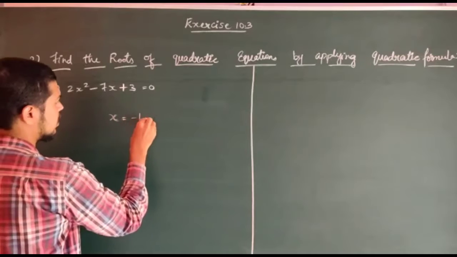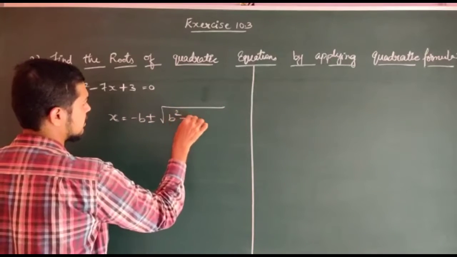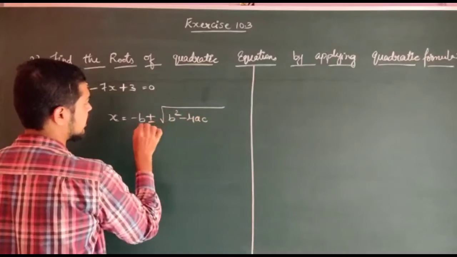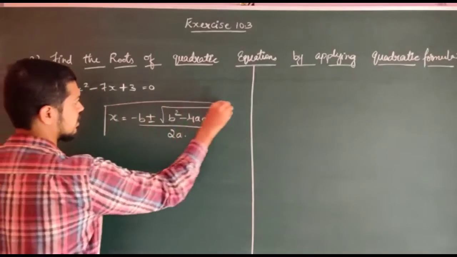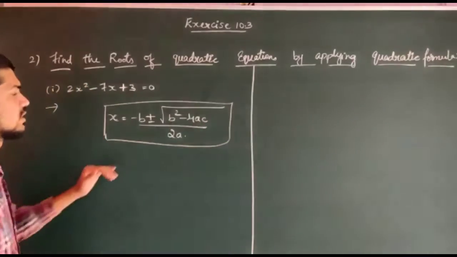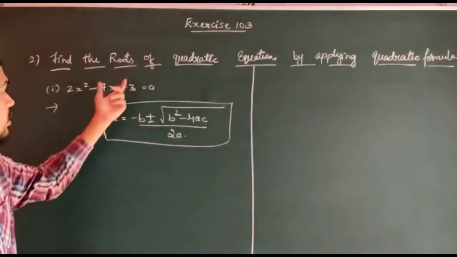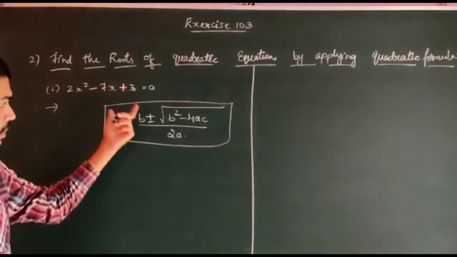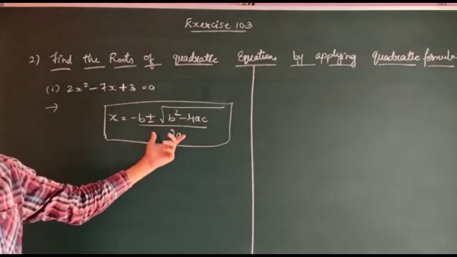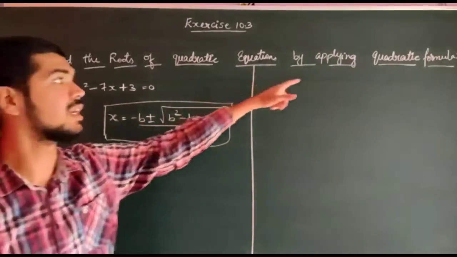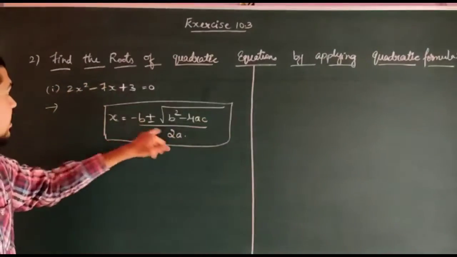x is equal to minus b plus or minus root of b square minus 4ac, divided by 2 into a. So this is called the quadratic formula. Fine. Now I need to solve this quadratic equation by making use of this quadratic formula. So this is only called solving a quadratic equation by the quadratic formula. Fine. Now in this, a is this.